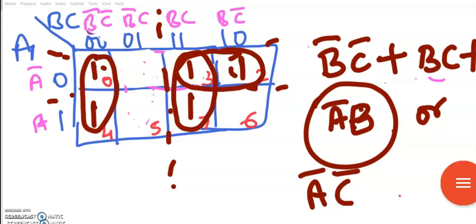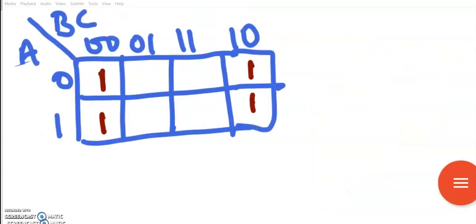So this problem has two solutions: B bar C plus BC plus A bar B is one solution, or B bar C plus BC plus A bar C bar is the second solution. Both the solutions are right. You can write either of these. Yeah, the next problem.